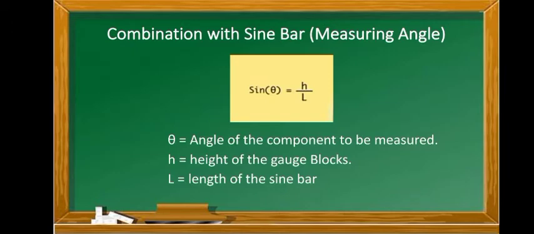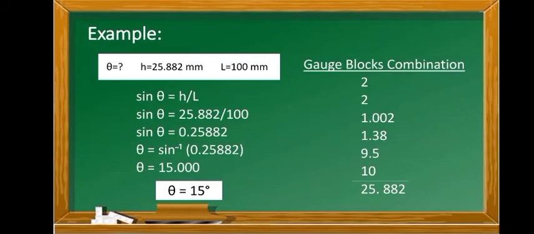So this is the formula for finding the angle of a workpiece. This symbol is the angle of the component to be measured. H is the height of the gauge blocks, and L is the length of the sine bar. So the formula is sine angle equals height of the gauge blocks divided by the length of the sine bar. So let's have an example. We are going to find the angle with a given height of the gauge blocks of 25.882 millimeters and a sine bar length of 100 millimeters.